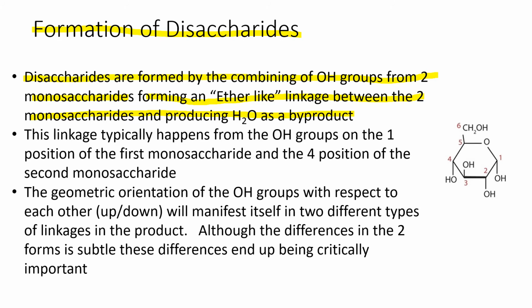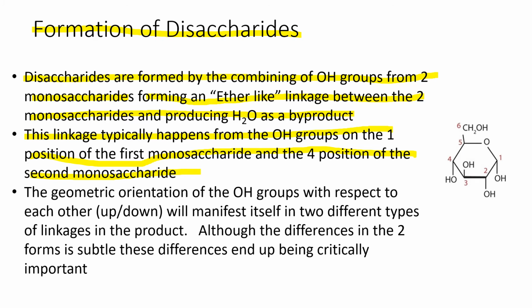And the linkage typically happens from the OH groups on the first position of the first monosaccharide and the 4 position of the second monosaccharide. They're sometimes called 1,4 linkages. So I want to show you how the different positions are identified in a monosaccharide. And for this, we usually look at these cyclic structures. So you can see an example of a cyclic structure of a monosaccharide on the right-hand part of the slide.